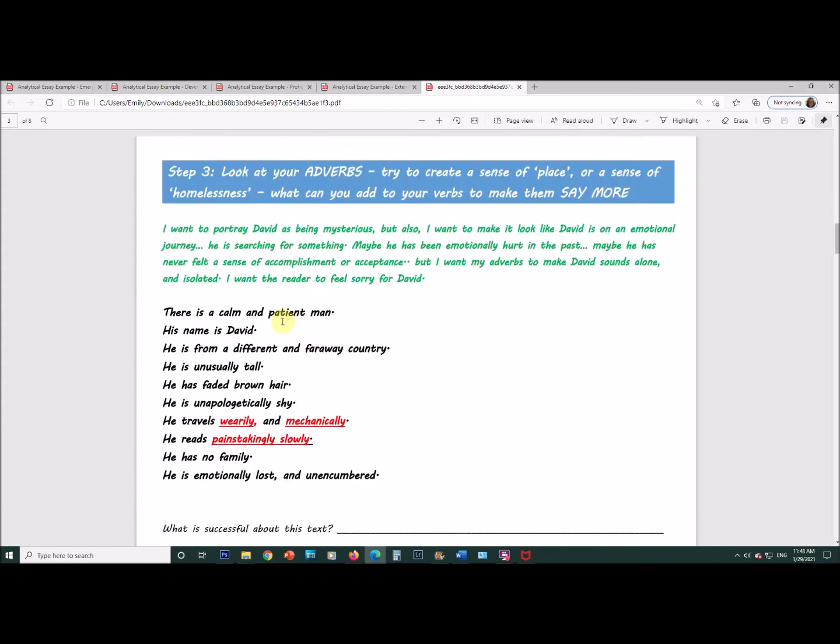So step 3, look at our adverbs. The adverbs are basically the same as adjectives, but for verbs. Instead of describing people, places, and things, they describe the way we do things.